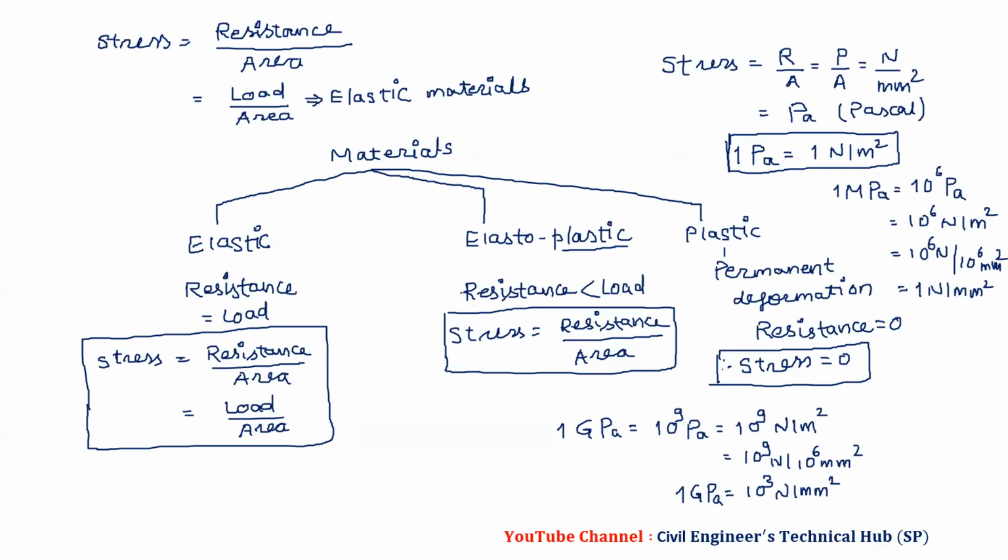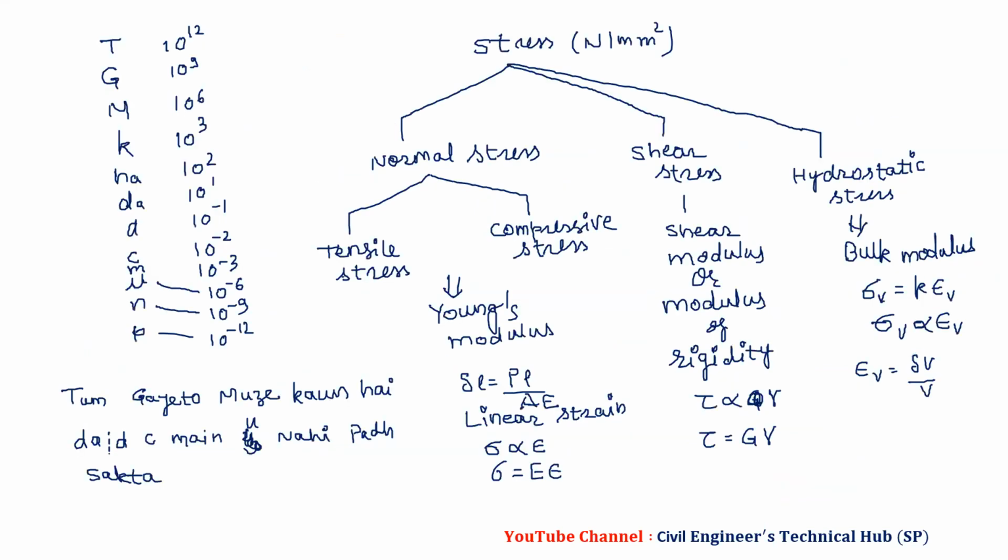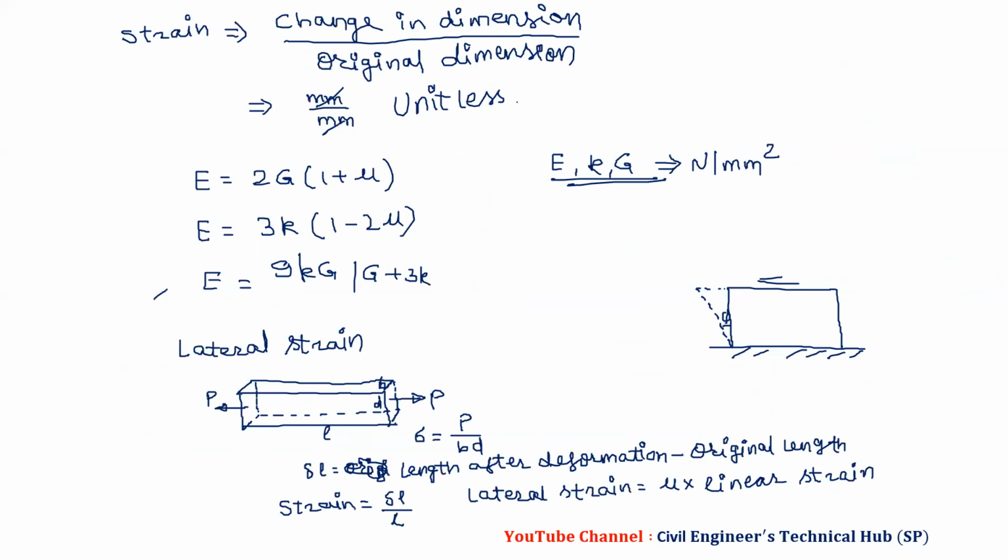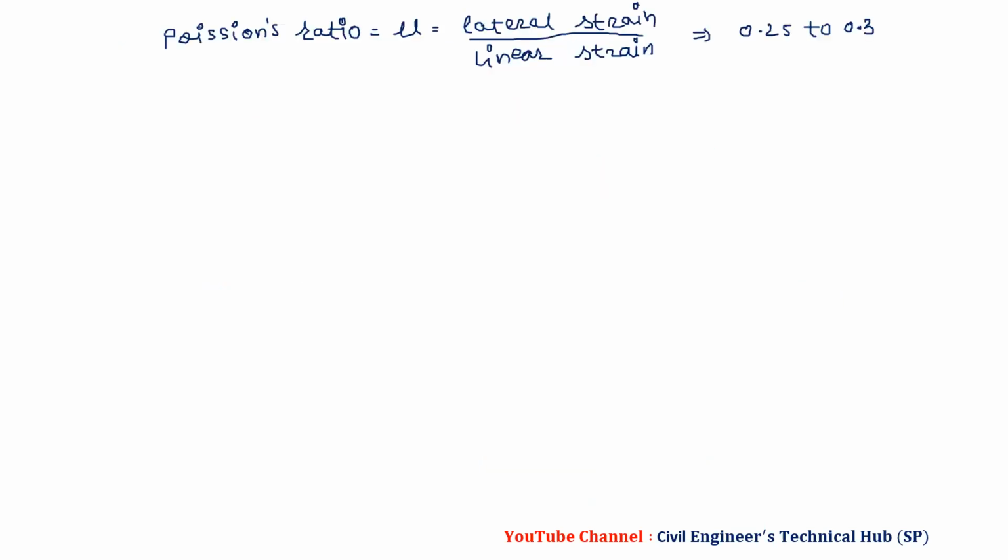So we have seen stress. Then we have seen three materials: elastic, elastoplastic, plastic. In plastic, our value of stress is 0. Then we have seen conversion of units, different suffixes which we are going to use, and different types of stresses. Then we have seen strain, unit of strain, and the relationship between the three moduli. Then we have seen lateral strain, unit of lateral strain, and Poisson's ratio. This we have seen in the first part.